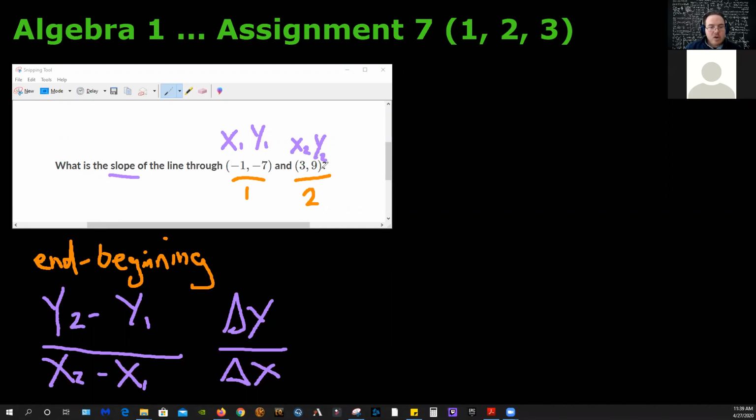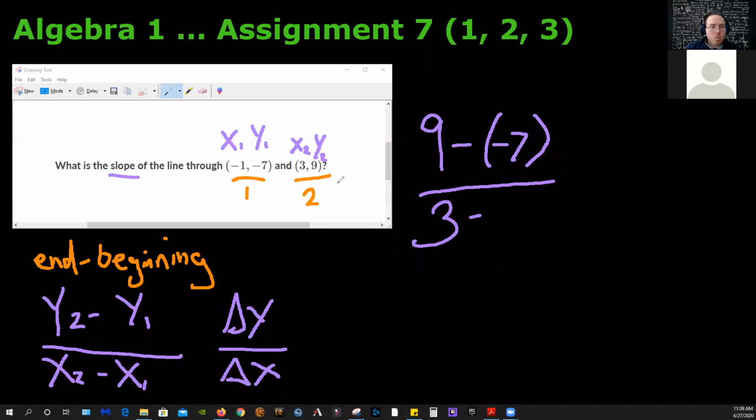So in this case, our y2 is 9, and our y1 is -7. So now be careful, we have to nest that. So that's 9 minus a -7, because it's y2 minus y1, regardless of what that value is, positive or negative. So we always have to subtract, even if it's a negative value. And then x2, which is 3, minus x1, which is a -1.